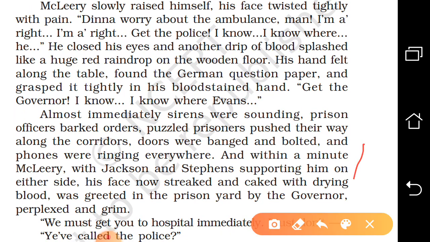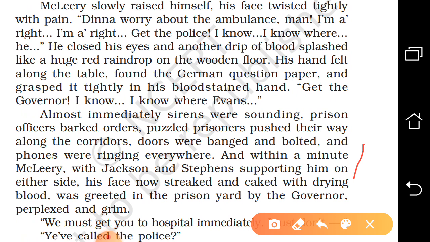Almost immediately, sirens were sounding. Prison officers barked orders. Everywhere, the message is given that Evans escaped from the prison. Puzzled, confused prisoners pushed their way along the corridor. Doors were banged and bolted, and phones were ringing everywhere.